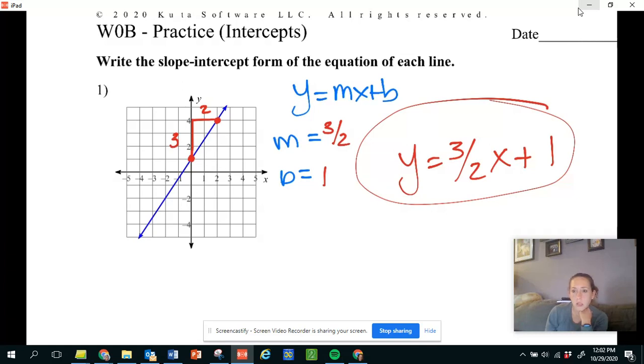If you want to, you can check yourself by graphing that on GeoGebra or Desmos or a graph calculator and making sure that the lines match.